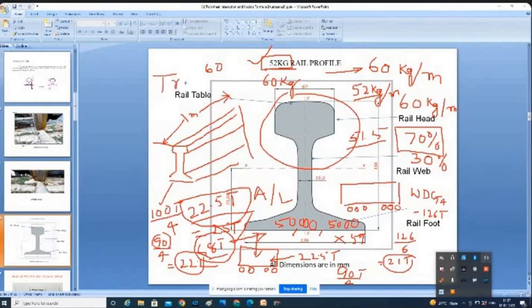Whenever traffic increases, fatigue loads will also generate more. So due to this traffic increase, these 52 kg rails will not tolerate it. Why the traffic will affect the 52 kg rails, I will also explain so that you can understand better. I hope you are following what I am teaching.